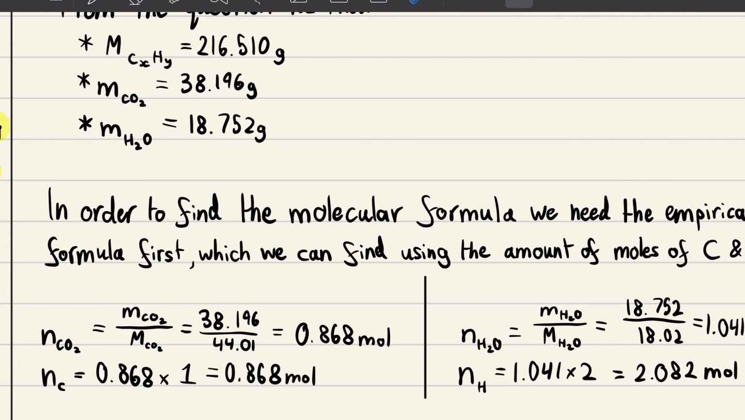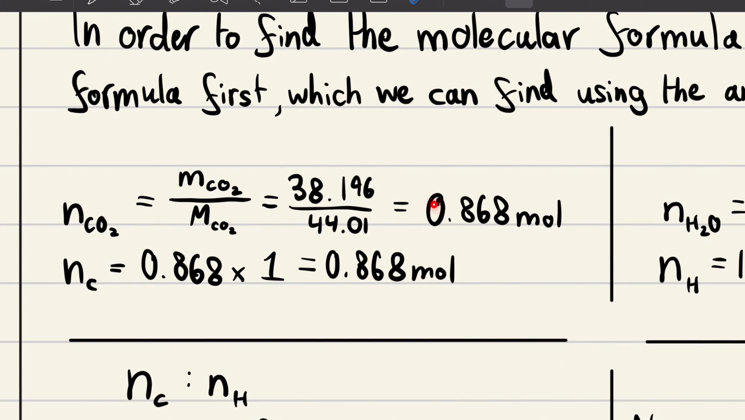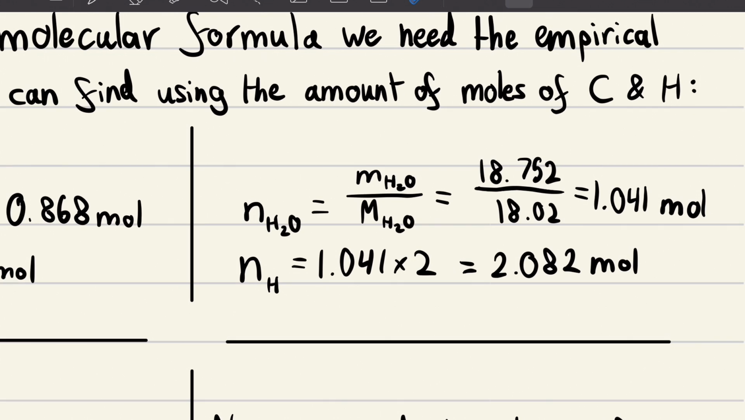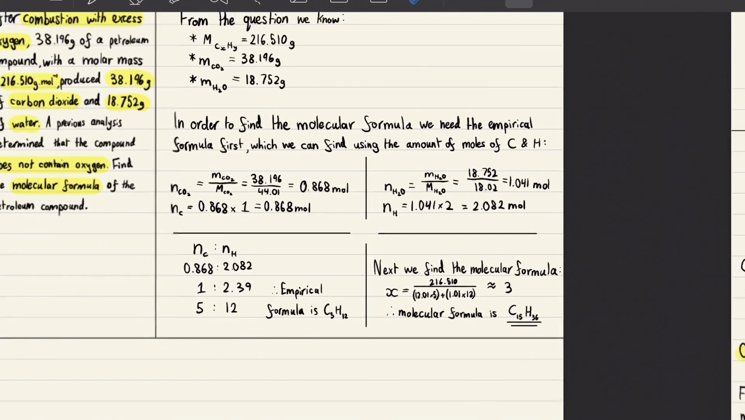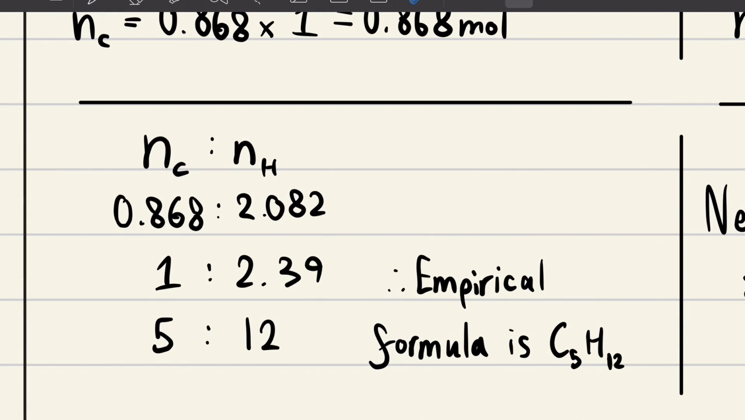And then we undergo the same process as before. We find nCO2, which we get is 0.868 moles, and we know that it's the same as nC. Then we do the same thing with nH2O, and we multiply by 2. Don't forget, multiply by 2 because of the ratio of H to H2O. And you get the number of moles of hydrogen as 2.082 moles. Now, all you need to do is just find a ratio between the two, and then just simplify the ratio.